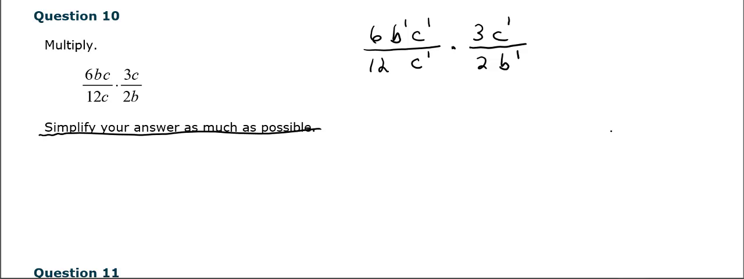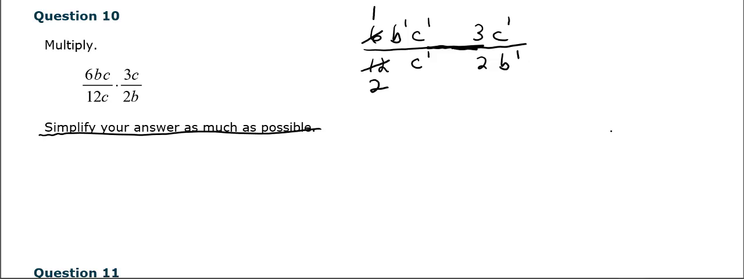Now with multiplication, you can think of this as just one fraction. So anything in the numerator can reduce with anything in the denominator. So we can start with the coefficients, 6 and 12, and the greatest common factor is 6. So I'm going to divide 6 out of each one, and that gives me 1 in the numerator and 2 in the denominator.